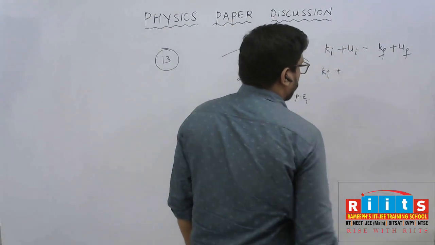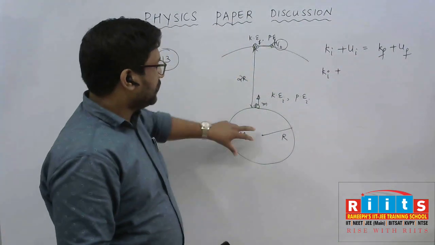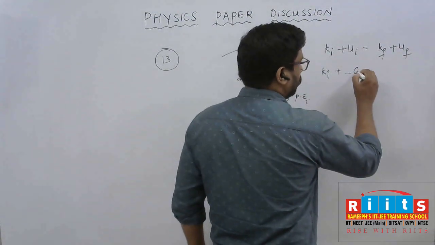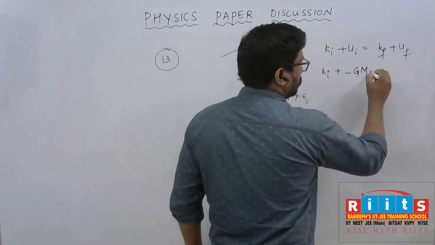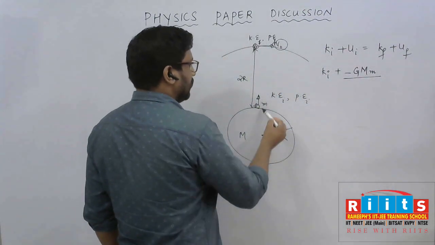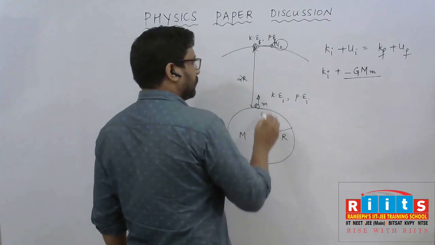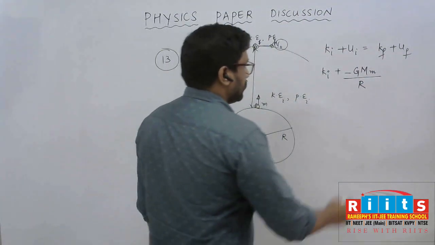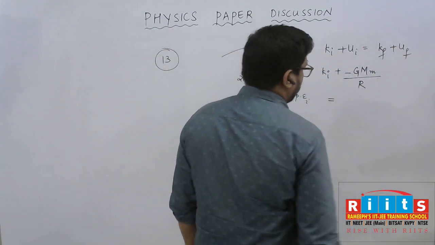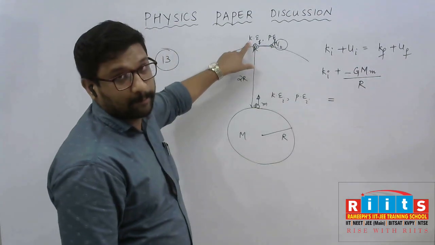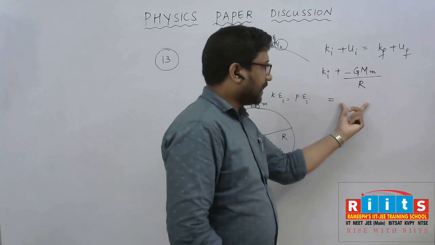Plus initial potential energy. In the gravitational scenario, the potential energy is negative and the equation is minus G, planet's mass, mass of the object, divided by the distance from the center. So at this location, the distance from the center is the radius itself, which is equal to final kinetic energy. How can you find out the final kinetic energy here? Okay, that term I will write.